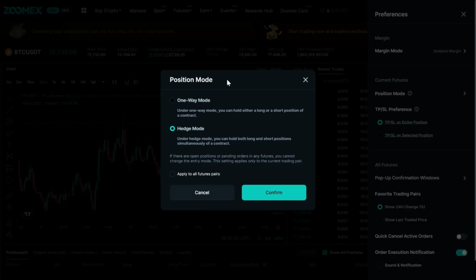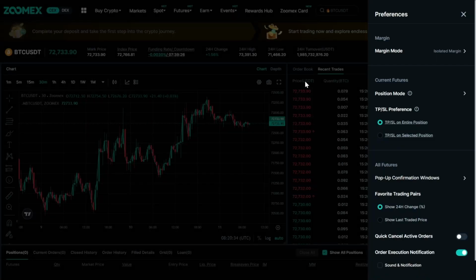If you're just starting out, I recommend using isolated margin and one-way mode. So we already have isolated margin, and we are going to stick with one-way mode. Again, as we said before, isolated helps limit your risk to each trade, and one-way keeps things simple so you're not managing multiple positions at once.